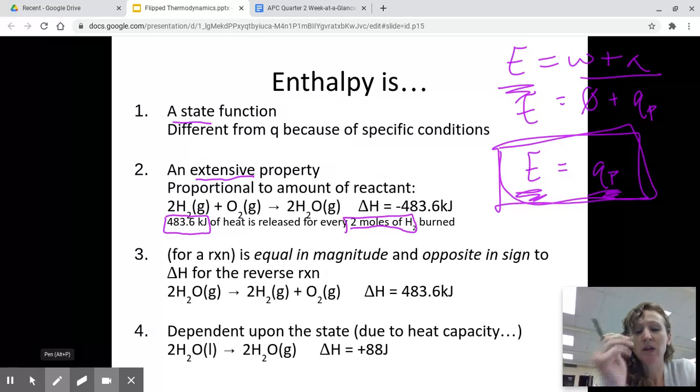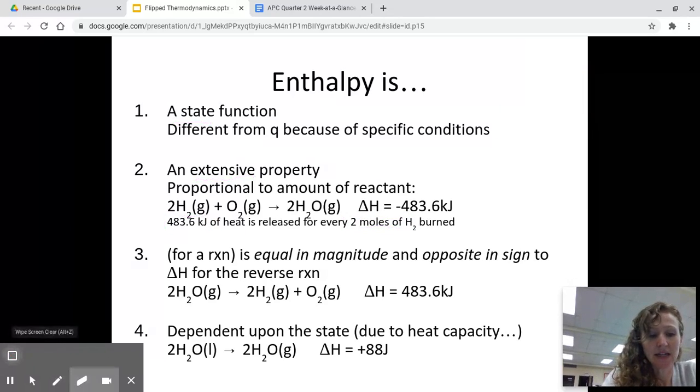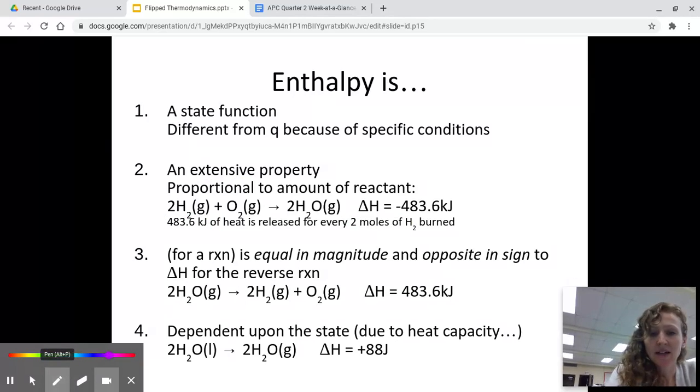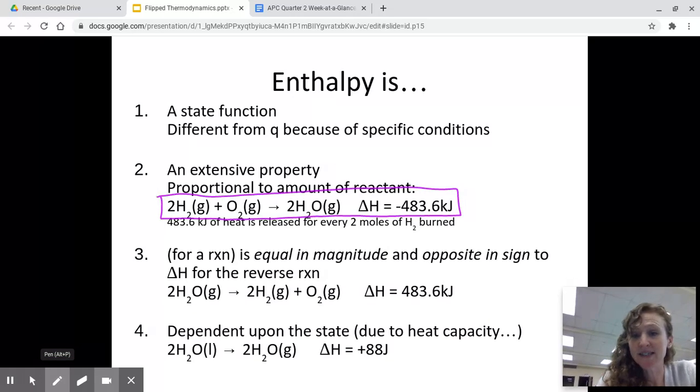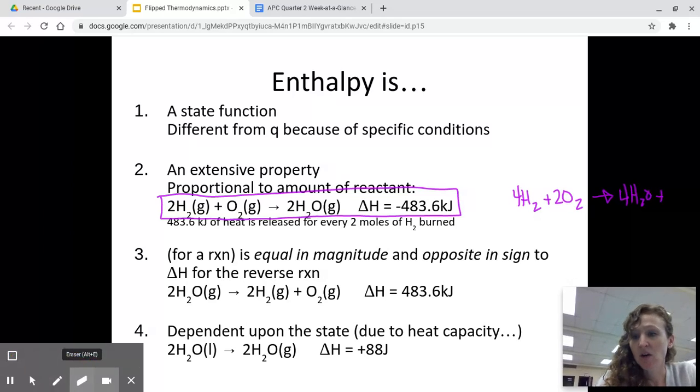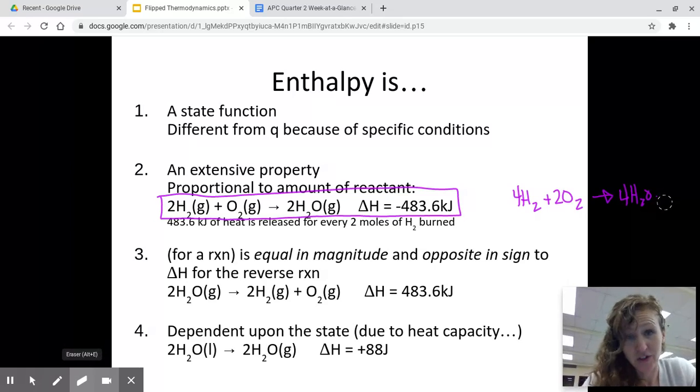And so the enthalpy for this reaction that we see here is going to be different than the enthalpy for this reaction. Oh, that's it. Okay, so what would the enthalpy for that reaction be? Can you beat me there?